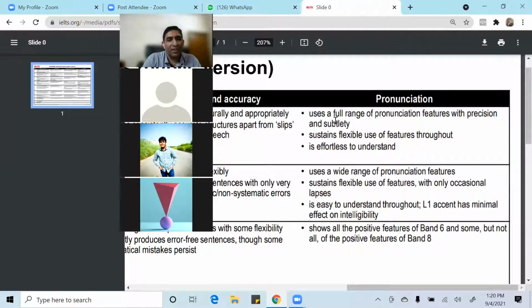Uses a full range of pronunciation features with precision and subtlety. Let us make it Punjabi. Uses a full range of pronunciation features with precision and subtlety. So it should be neutral the way it is.